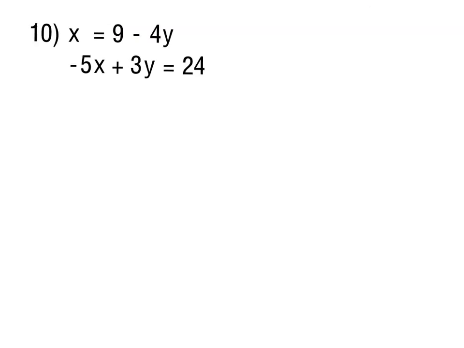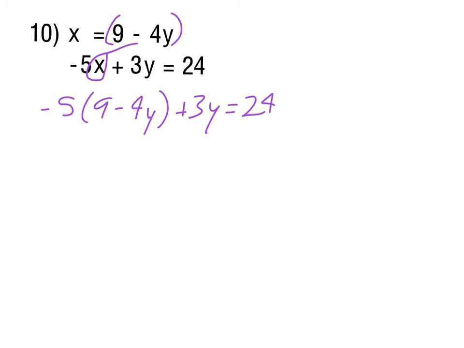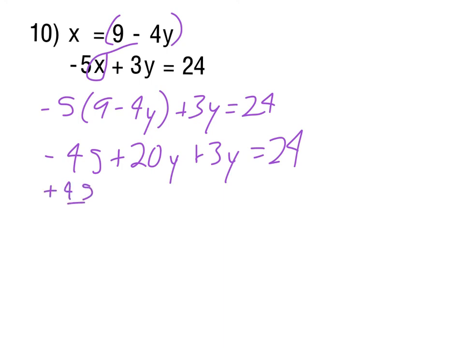Here's another system that's set up for the substitution method. So I would go with that and use the 9 minus 4y, plug that in for the x here. So we get negative 5 multiplied by the 9 minus 4y plus 3y equals 24. All I have to do then is distribute my negative 5. I end up with negative 45 plus 20y plus 3y equals 24. If I combine my y's, I get 23. I can go ahead and add my 45.